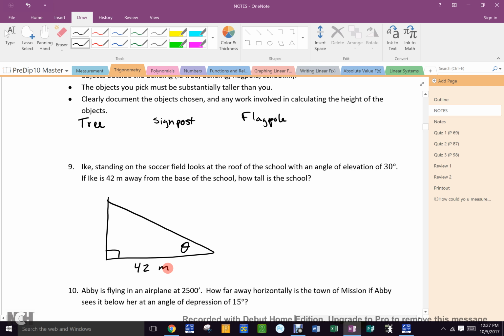Then, of course, you recognize that my man Ike is looking at an angle of elevation. Elevation goes up from the horizontal. There are two horizontals. There is that horizontal, and there is that horizontal. Which one has an angle that goes up from it? The blue one. So therefore, this is our angle of elevation, which is 30 degrees.